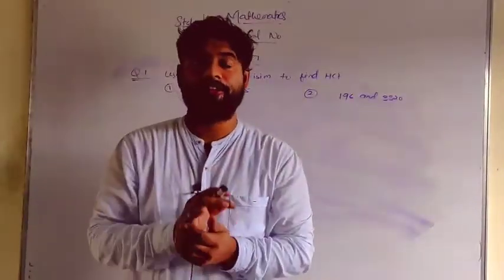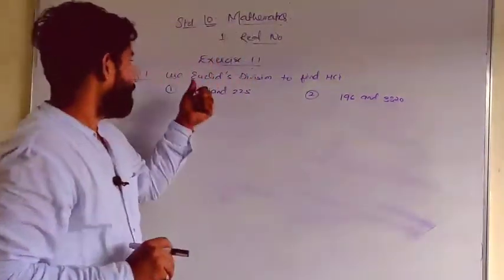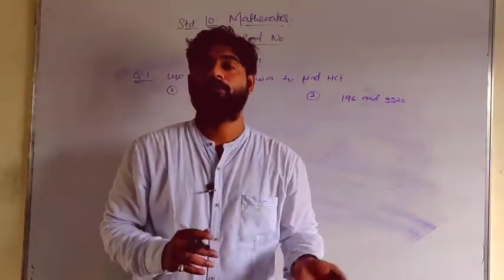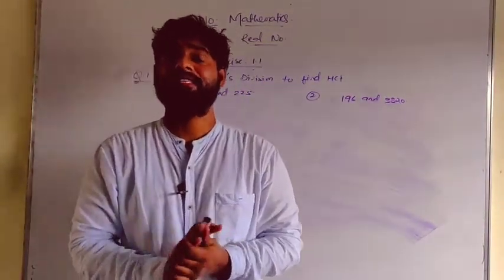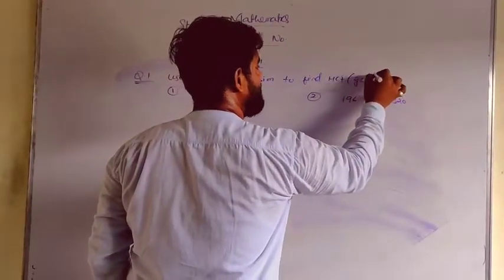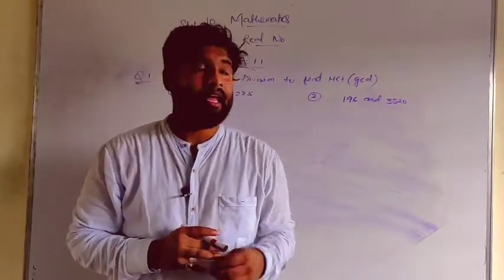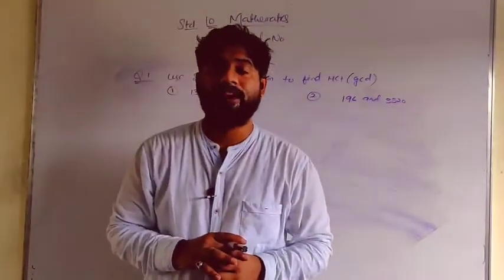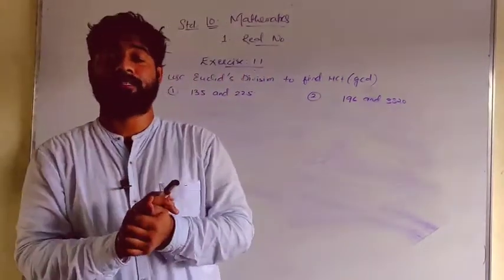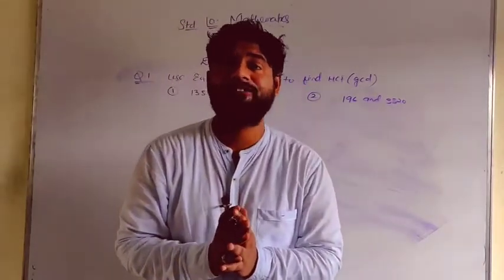Okay, students, so very first exercise, that is exercise number 1.1. What is the first question? Use Euclid's division to find HCF. Now before moving towards this term, HCF, the second name of HCF is also called as GCD, right? So the name of HCF is highest common factor, and GCD means greatest common divisor. Both are same. This thing you have learned in the lower standard, that is I think in the standard 3 or 4, to find out HCF of two number.